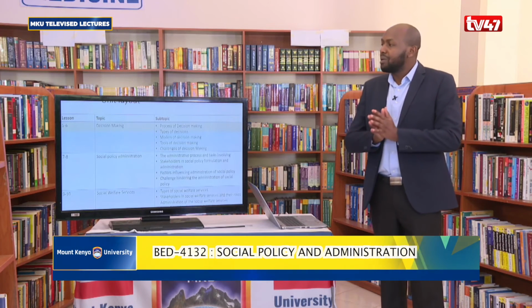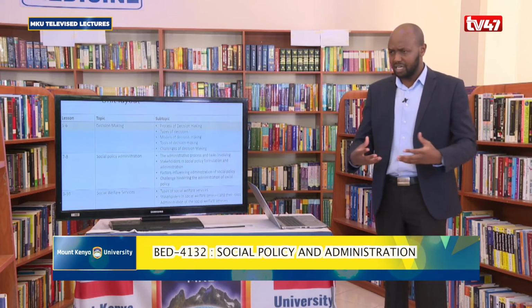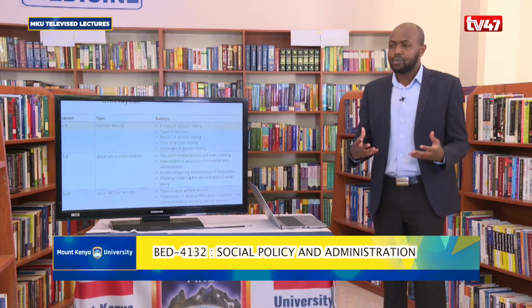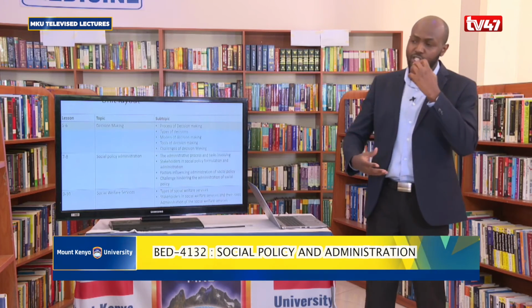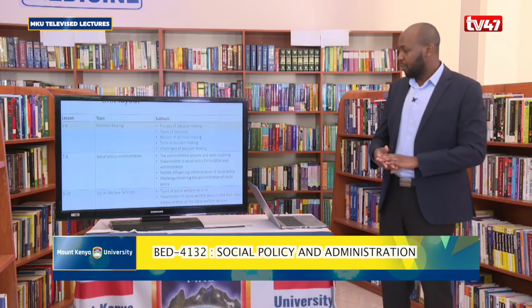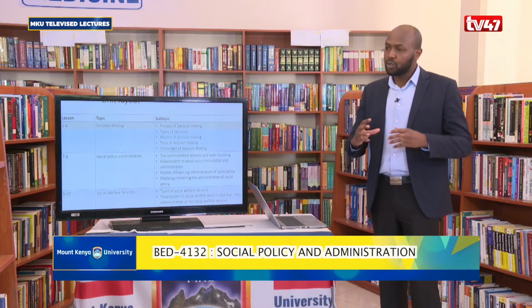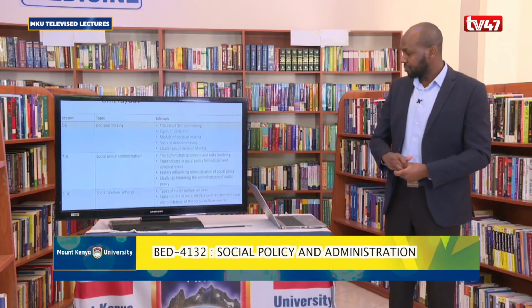You will also find maybe the private sector, which in one way or another also plays an important role when it comes to implementation or the realization of the objectives of a social policy that has already been developed or that is in the process of being developed. You might want to also get their input in that regard.